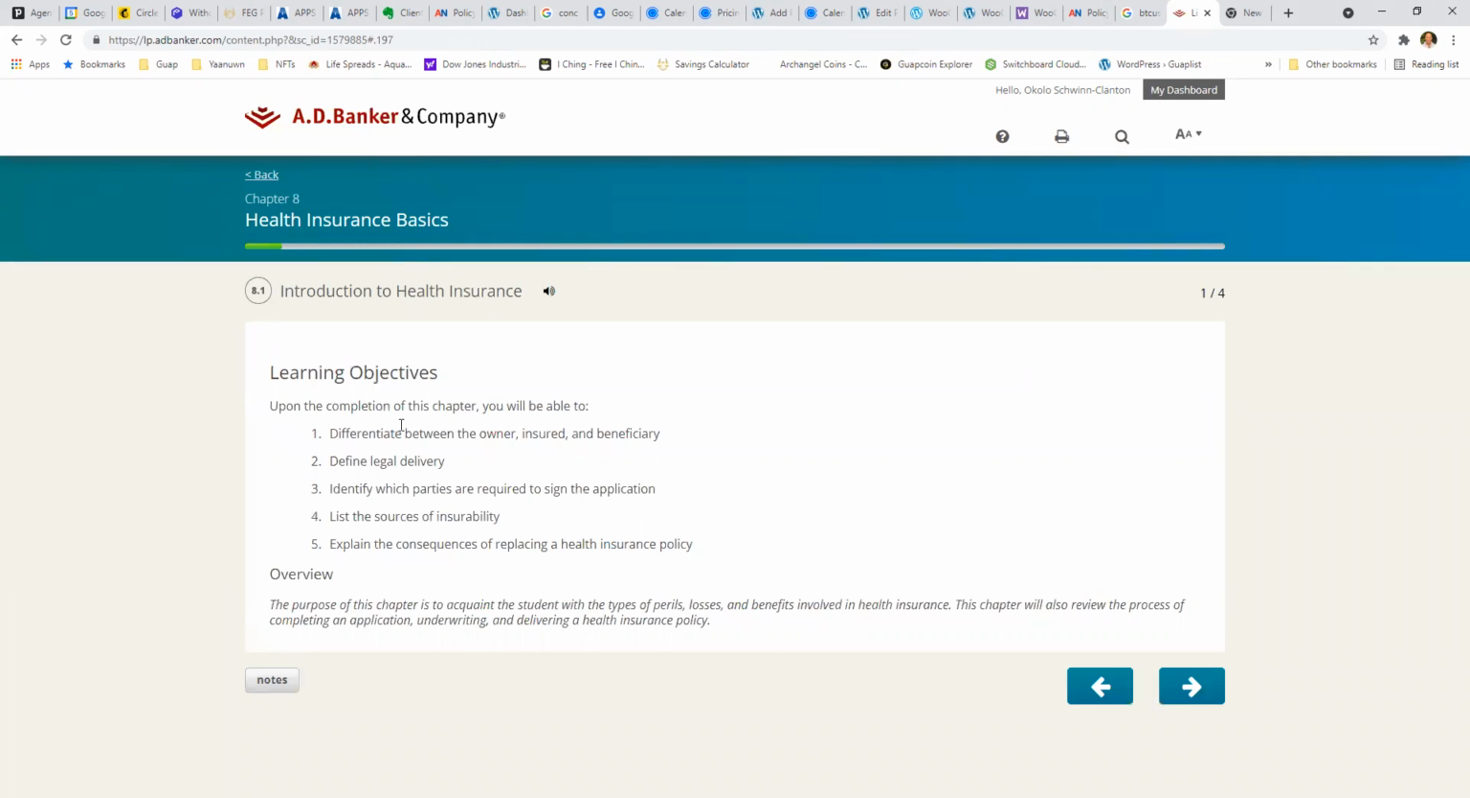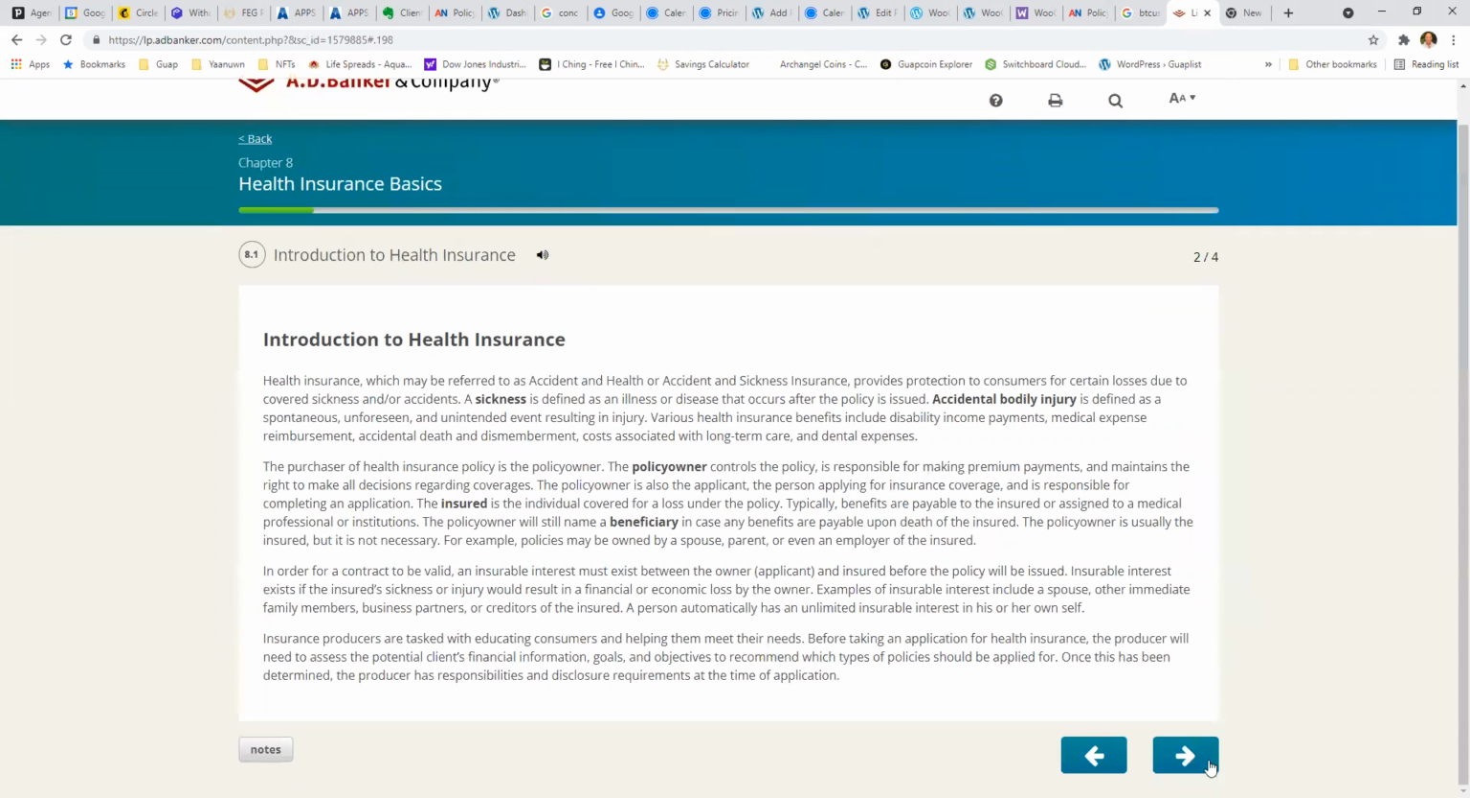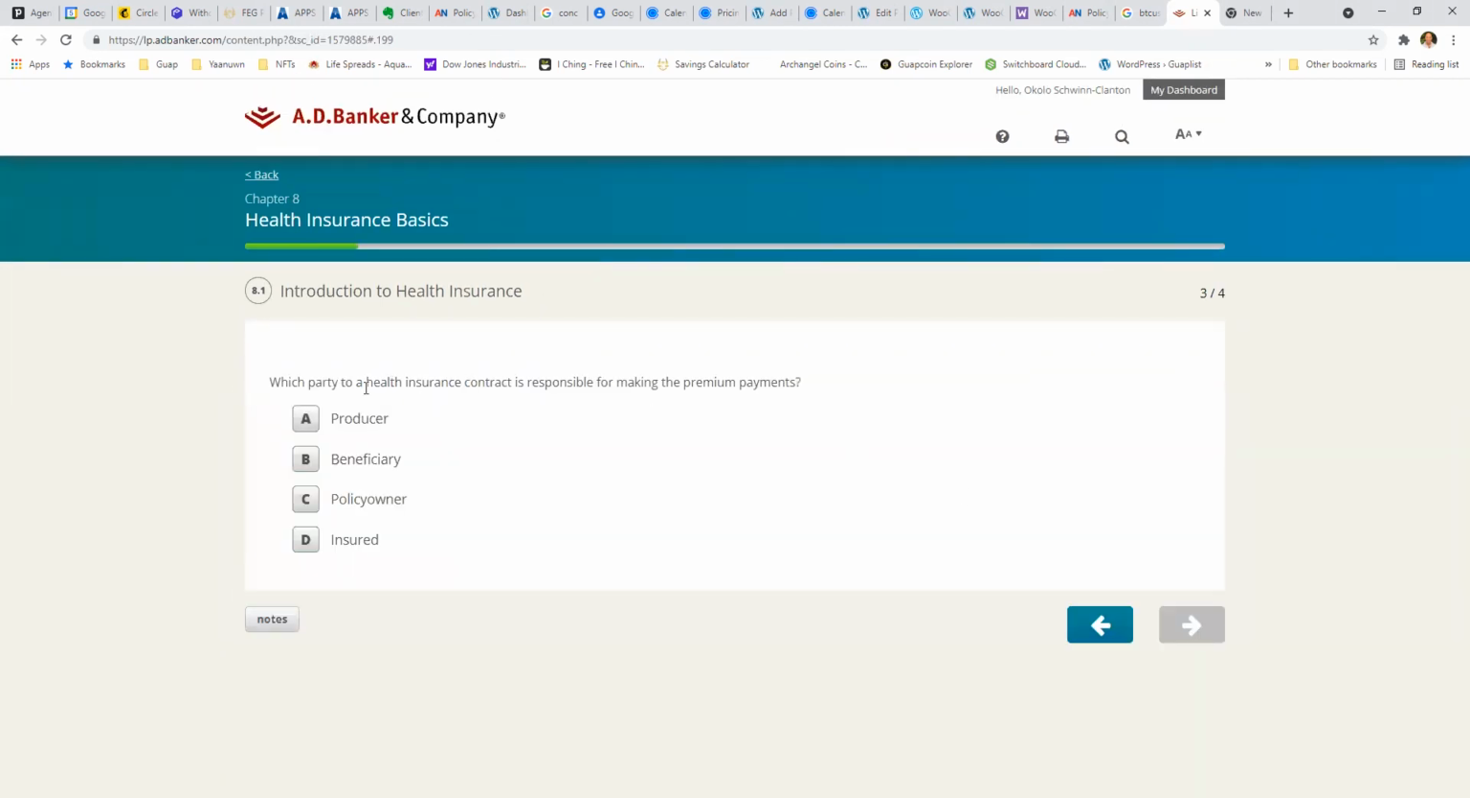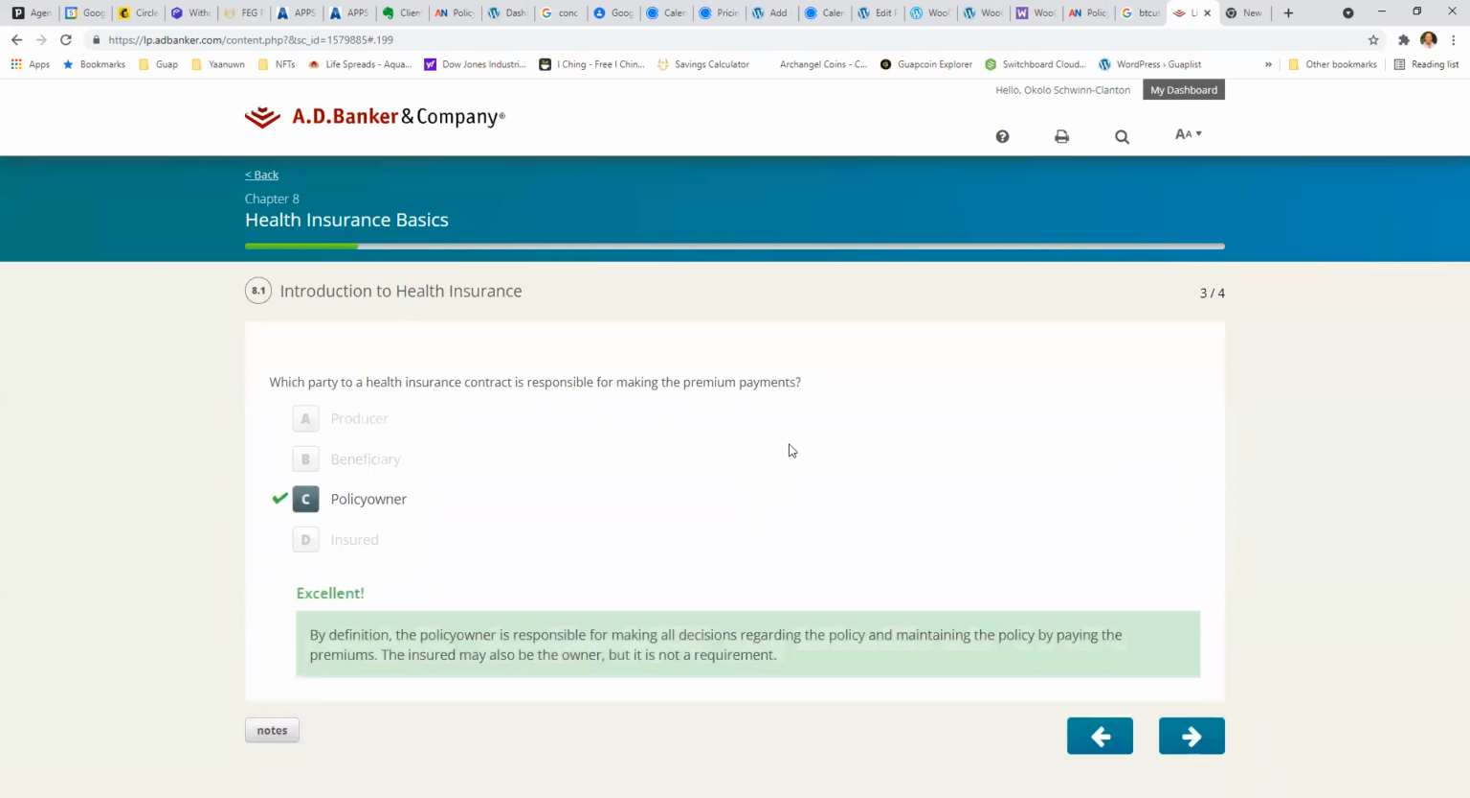Introduction to health insurance, learning objectives, and so on, right? So we're going to read questions. Which party to a health insurance contract is responsible for making the premium payments? The producer? No. The beneficiary? No. The policy owner? Maybe. The insured? Not usually. So it should be the policy owner. Does that make sense to you guys? Yes, it's very clear. By definition, the policy owner is responsible for making all decisions regarding the policy and maintaining the policy by paying the premiums. The insured may also be the owner, but is not a requirement.